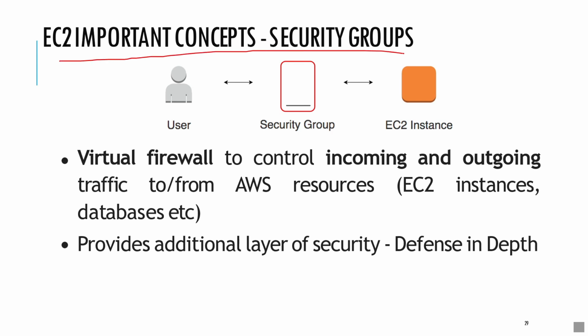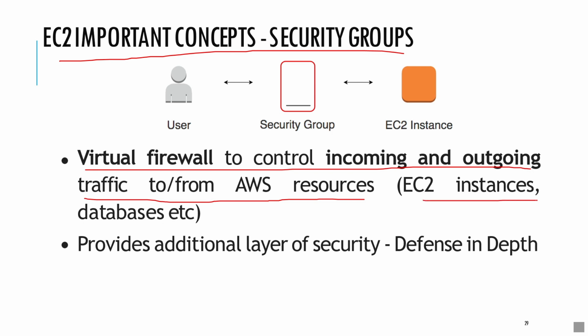So another important EC2 concept is security groups. Security groups are very important for inbound and outbound traffic. In EC2, we use a virtual firewall to control incoming and outgoing traffic to and from AWS resources, such as EC2 instances and databases. Firewall is nothing but it restricts the inbound and outbound traffic according to the configuration we make.